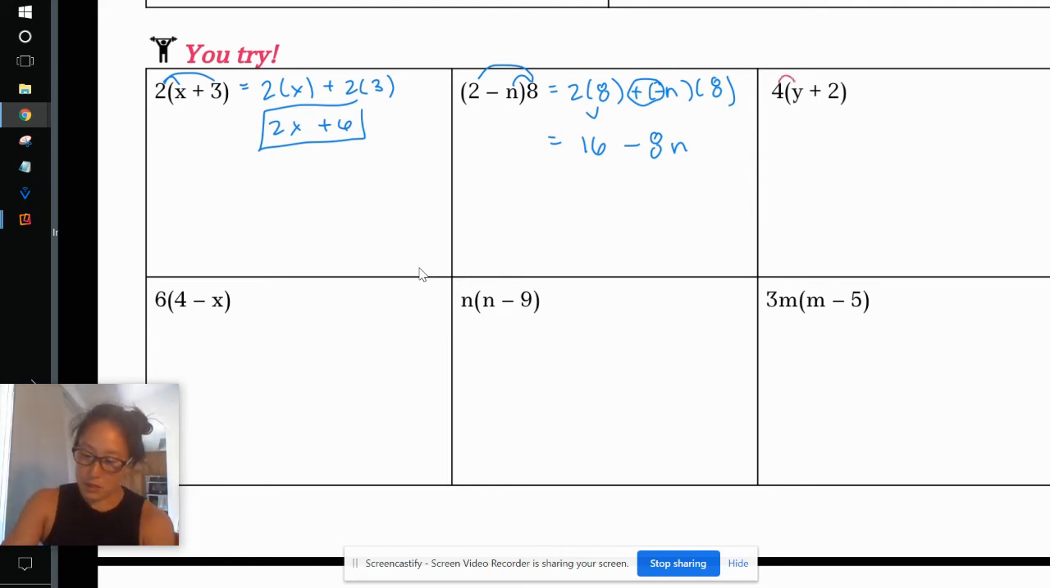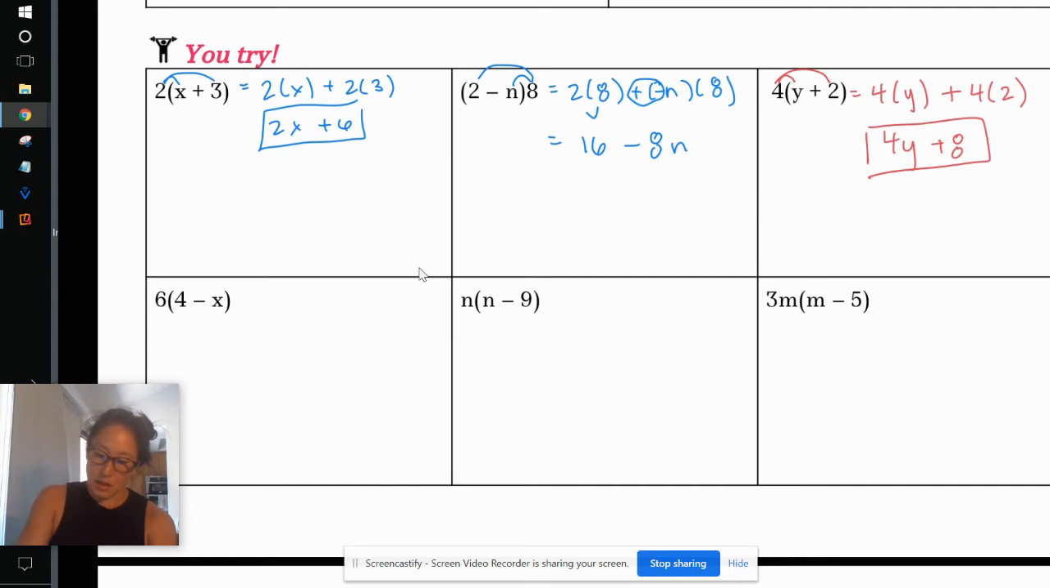Okay, 4 times y, and 4 times 2 gives us 4y plus 8. All right, up next is 6 times 4 minus, plus. Always put a plus, and then we'll deal with the negative signs in a minute, okay? So positive 6 times negative x, giving us 24 minus 6x.